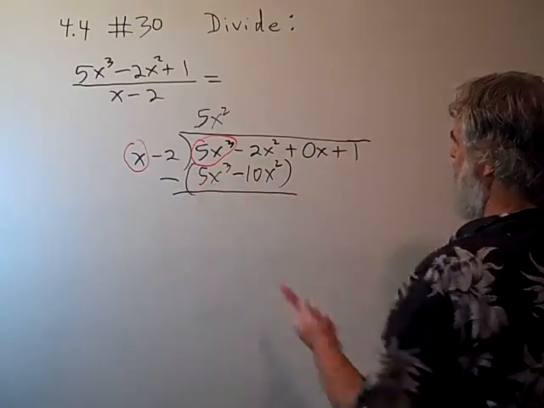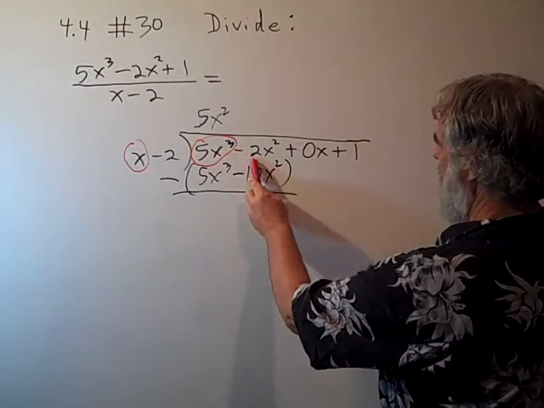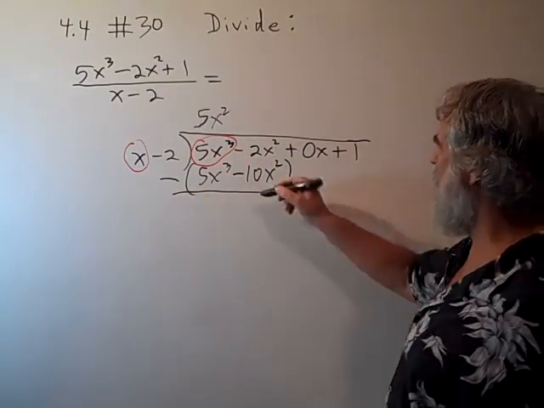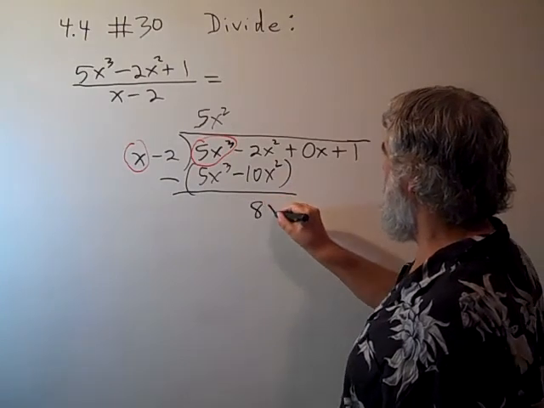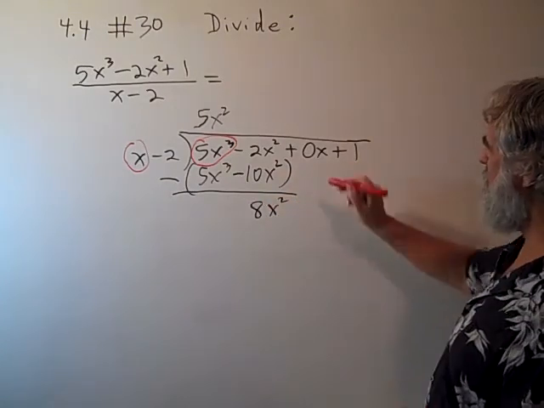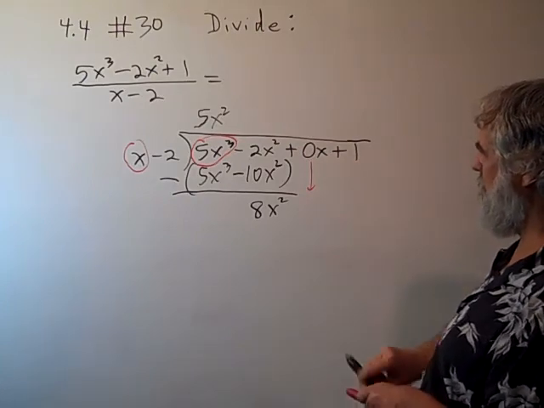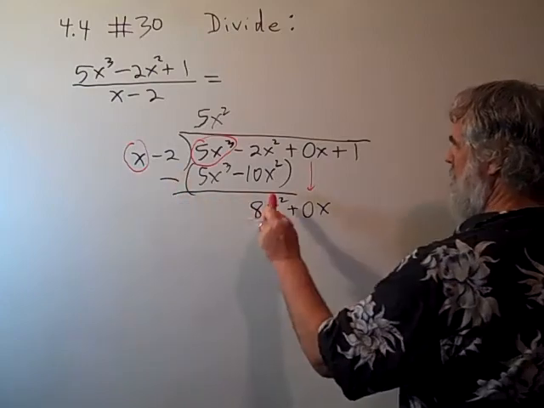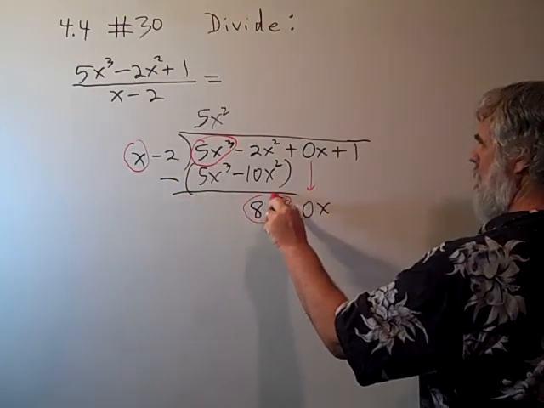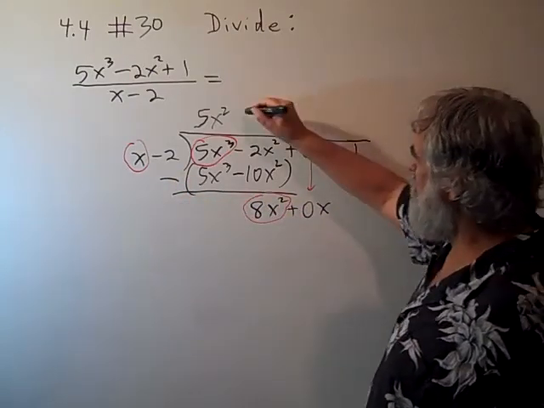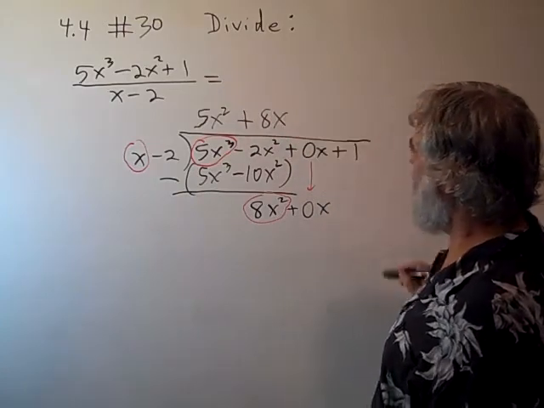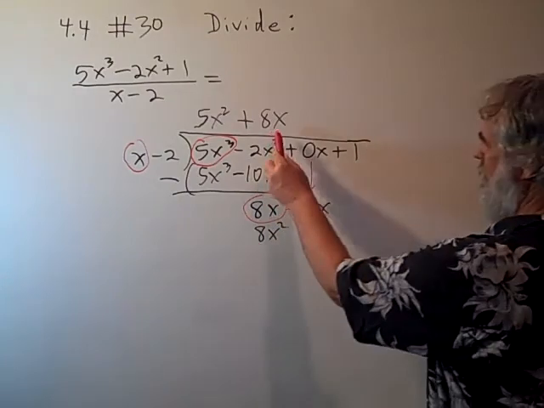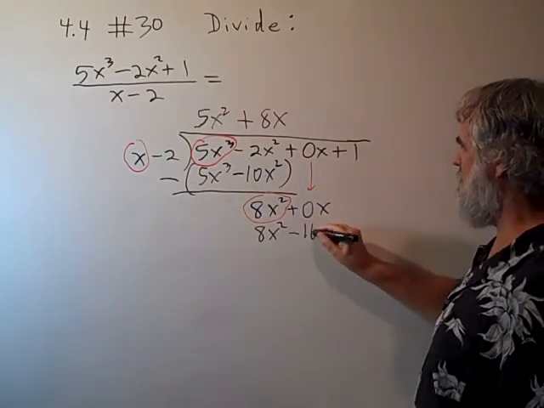5x cubed minus 5x cubed leaves no x cubes. Negative 2x squared, negative a negative makes a positive 10x squared. So 10x squared minus 2x squared is 8x squared. Then we bring down the next term, even though it's just 0x, and do this again, asking how many times does x divide into 8x squared? x goes into 8x squared 8x times, because 8x times x is 8x squared, and 8x times negative 2 is negative 16x.